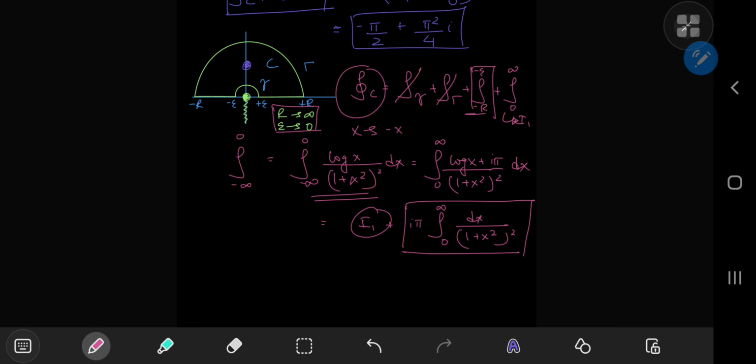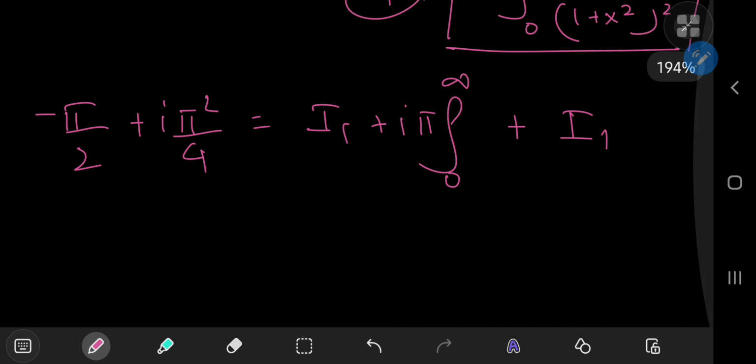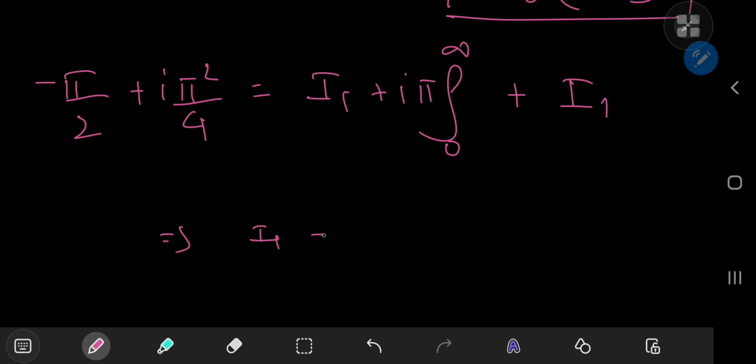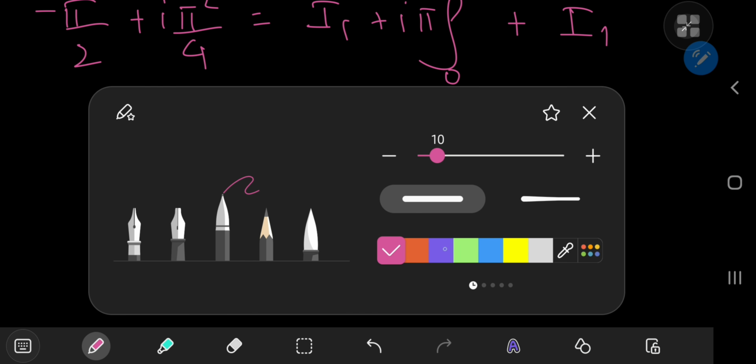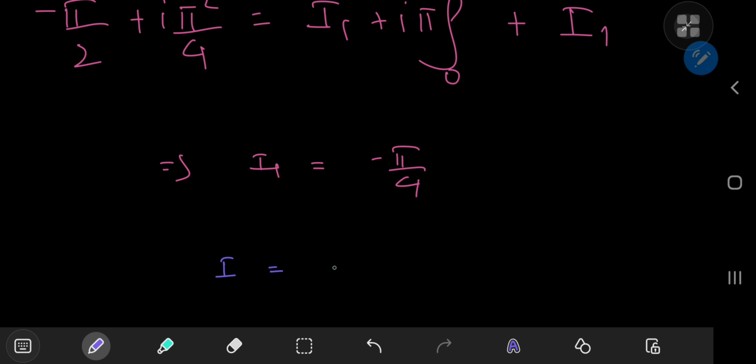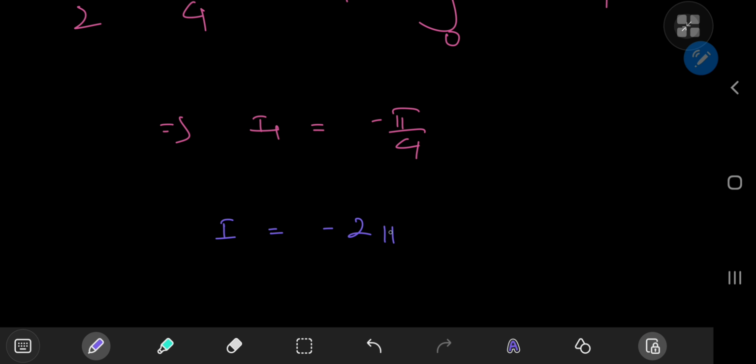So we know what this evaluates to, correct? And this evaluates to negative pi by 2 plus i times pi squared by 4. And on the right-hand side, you have I sub 1 plus i times pi times this bonus integral plus, again, I sub 1. So comparing the real and imaginary parts, this implies that I sub 1 equals negative pi by 4, and our bonus integral equals pi by 4. Okay, pretty cool. And remember our target integral I equaled negative 2 pi times I sub 1.